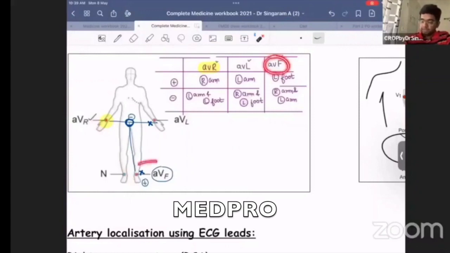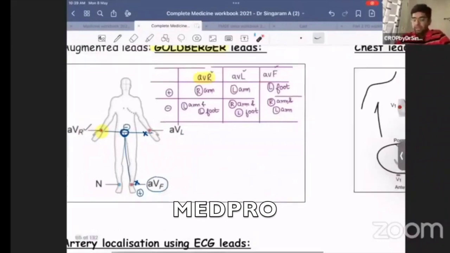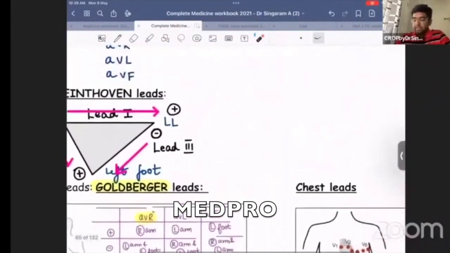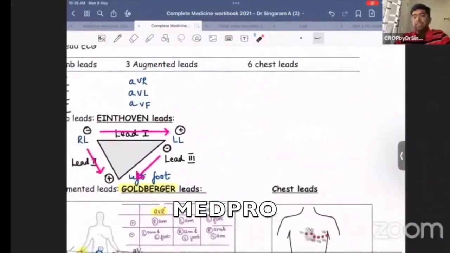For aVF, the positive polarity is the left foot. So negative polarity will be between the left upper limb and the right upper limb, this area. Are you able to follow this? Okay. This is the meaning of augmented leads, or the Goldberger's leads. Then finally we come to the chest leads.